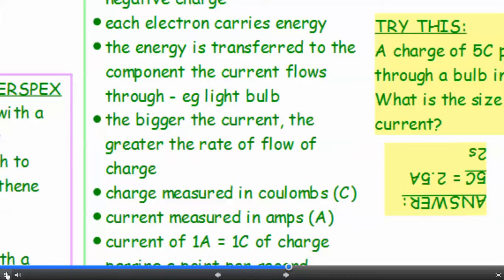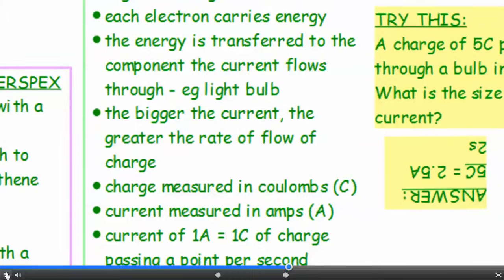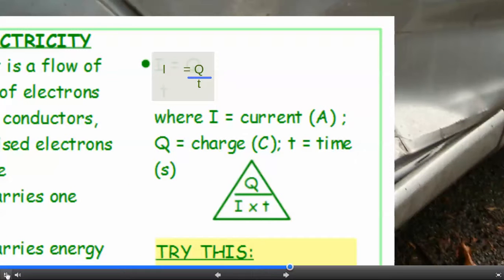Now, charge is measured in coulombs, capital C. Current is measured in amps, capital A, and a current of 1 amp is equal to 1 coulomb of charge passing a point per second. Now, you'll find this equation on the physics equation sheet. I equals Q over T. Now, this is where I, which is the current measured in amps, is equal to the charge measured in coulombs divided by time in seconds. And there's a triangle, Q over I times T.